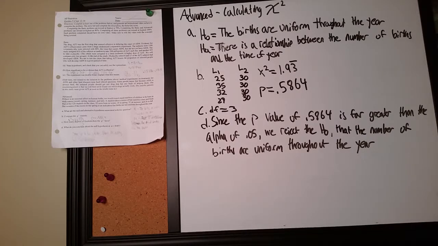So C asks us what the degree of freedom is, and that's 3, because it's just n minus 1, so 4 minus 1 is 3.